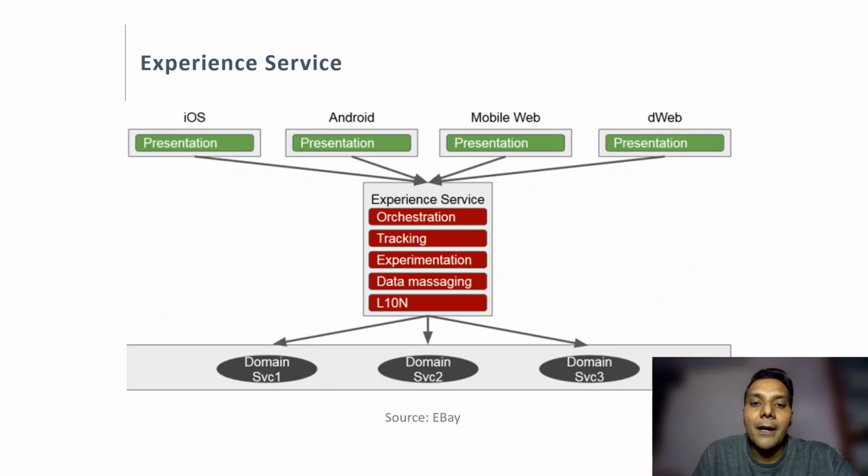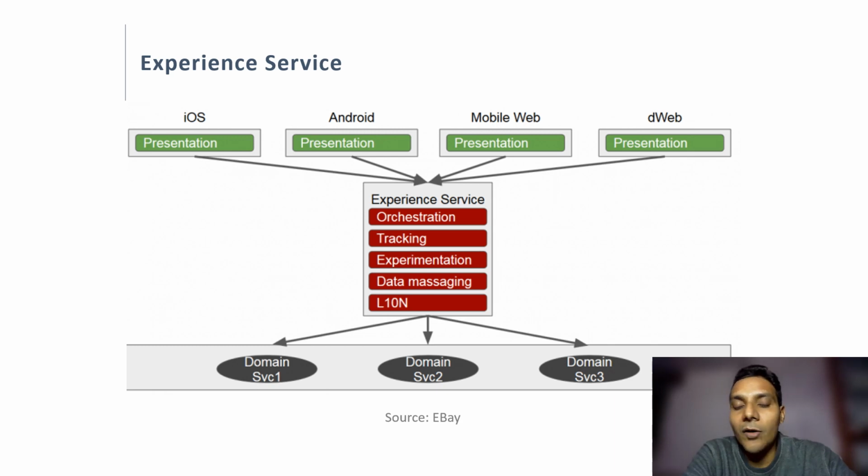During this implementation, what we realized is that a lot of duplication was happening. We adopted the backend for front-end pattern, but we came to see that a lot of code was getting duplicated. Many times the requirements of the mobile application and online application were the same, but because we adopted this pattern, backend for front ends, we were writing duplicate code. And I saw this example from eBay where they wrote experience services. They call it experience service.